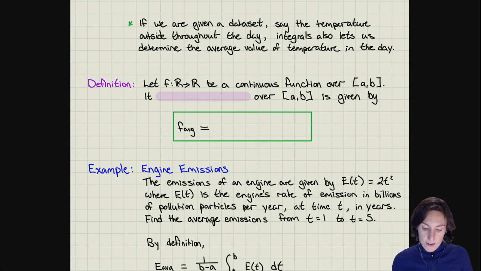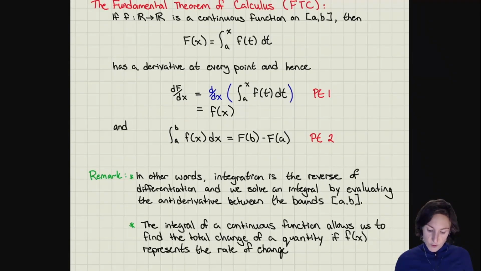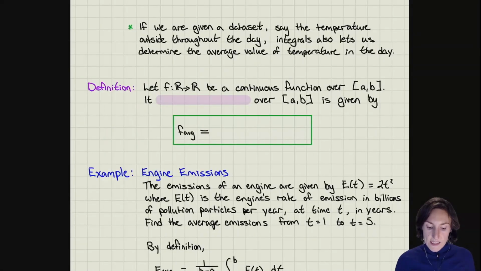Okay. There's also another interpretation or application to integrals. We said before that the integral can represent the total change of a certain quantity if the integrand represents the rate of change of something. But let's say we're given some sort of data set, for example the temperature outside throughout the day. Say every hour you take a temperature reading. You can also use integrals to find the average value of the temperature during a day.